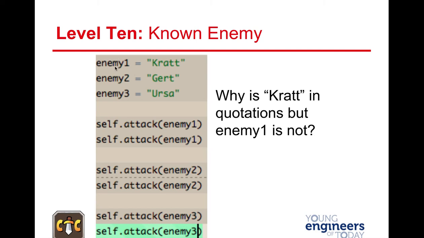So enemy1 is a variable name, assignment operator, and then crat is a string. It's the value. So here, enemy1 is standing in for the string crat. But variable names are not strings. You don't put quotation marks around variable names. That's like the label that you put on a cardboard box. The string crat is the value you put inside the box.